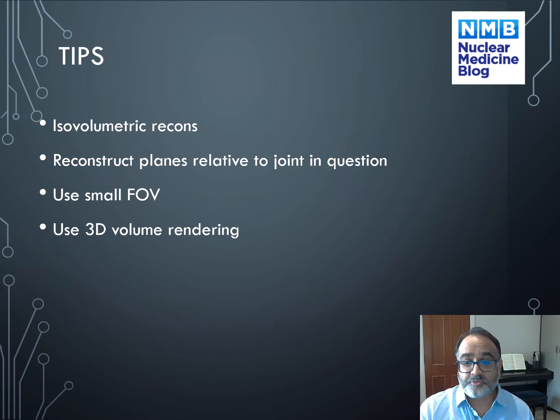You should use a small field of view for display. This will really help improve the resolution of your images and also produce something that is a little bit more like what surgeons are used to from diagnostic CT. I would also encourage you to use 3D volume rendering. I find it's very useful when you're assessing the foot and ankle, particularly after patients have had surgery or patients have had a previous injury. You might notice that there's change in biomechanics and changes in stress, which you won't really notice if you're scrolling through a stack of images.